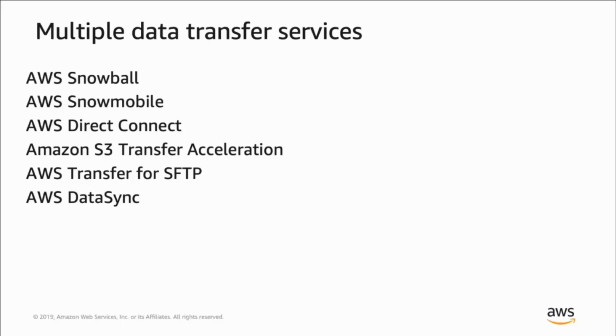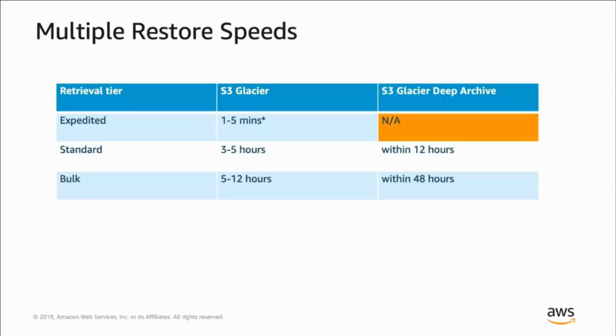So we've talked about the ways to get your data in. The important part is how to get the data out, or how to access it once it's in Glacier Deep Archive. And I've talked a little bit about the differences between Glacier and Deep Archive, and I think this is one of the important ones. With S3 Glacier, you have 3 retrieval tiers. Expedited, where your data comes back within 1 to 5 minutes for small objects. Standard, where your data comes back within 3 to 5 hours. And bulk, where your data comes back within 5 to 12 hours.